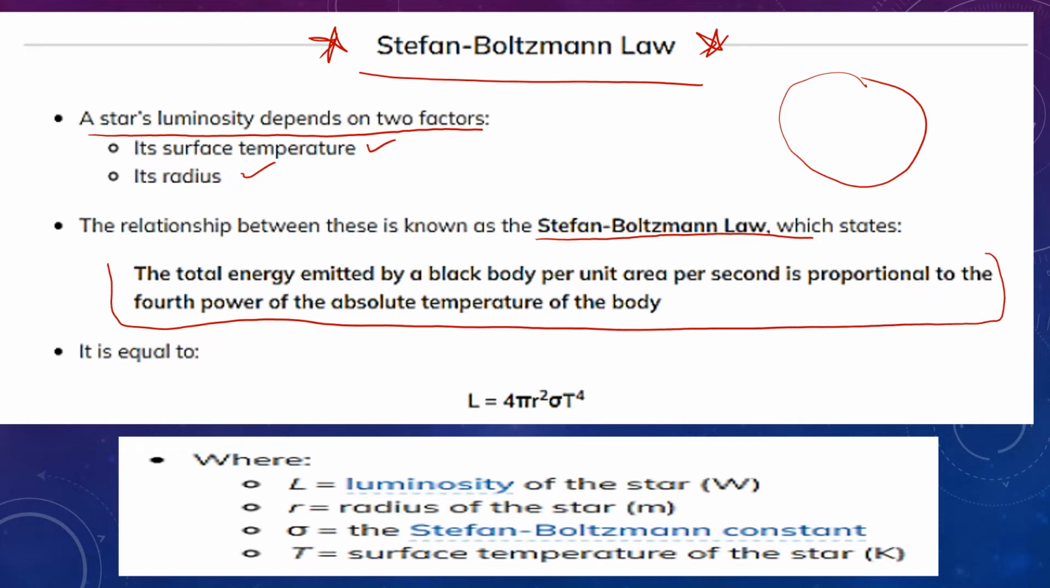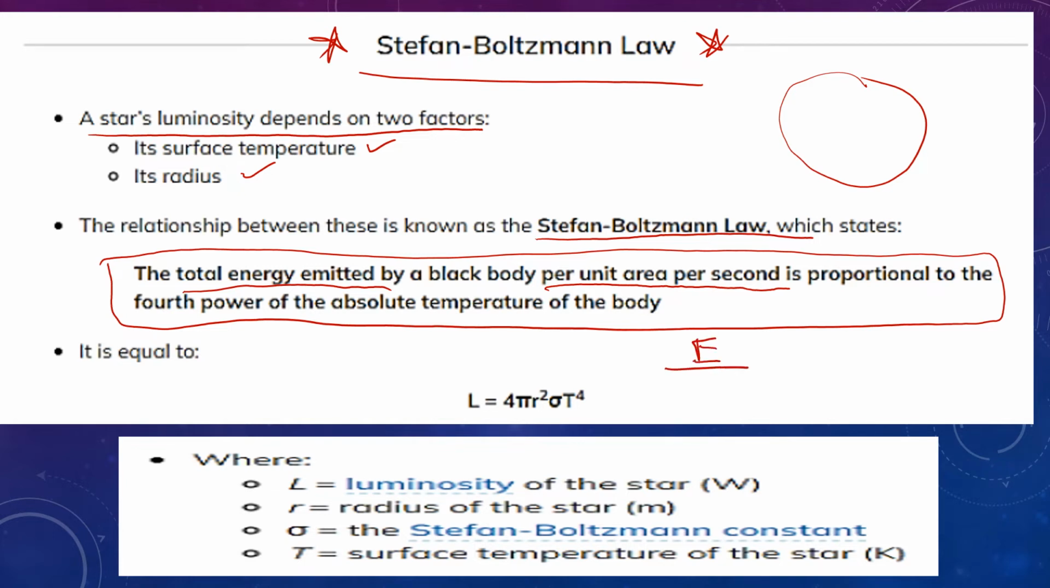This is the statement of the Stefan-Boltzmann law. The total energy emitted by a black body per unit area per second is proportional to the 4th power of the absolute temperature of the body. It means the total energy emitted by a black body per unit area per unit time, or per second, is proportional to the 4th power of the temperature.